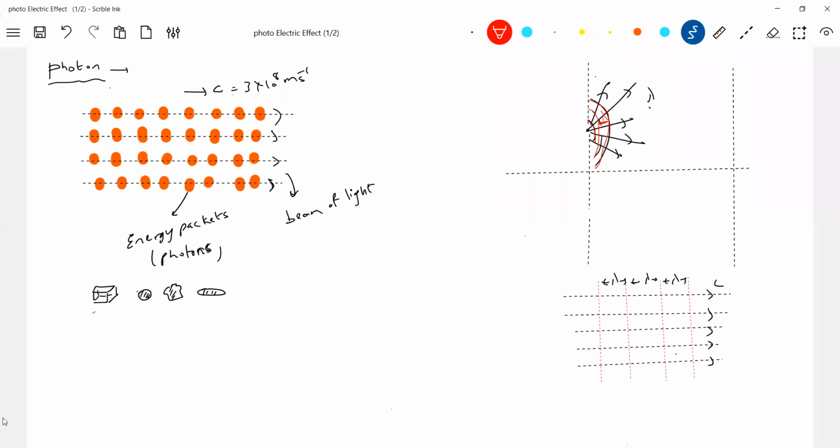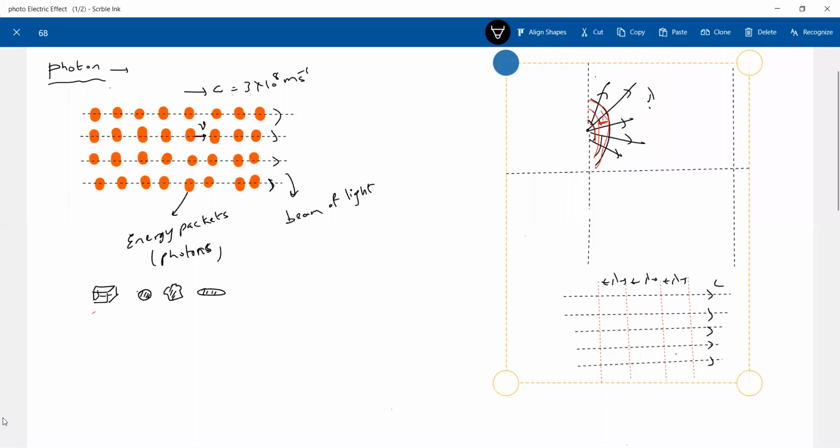The next question is, what is the velocity of the photon? What is the state of the photon in that beam of light? They will propagate with the velocity of light. The velocity of the beam of light will be the velocity of the photon. So I'll put one arrow here for any one photon. What is the velocity of the photon? That is the velocity of the beam of light. A photon always travels at a speed of 3 into 10 to the power of 8 meter per second in vacuum.